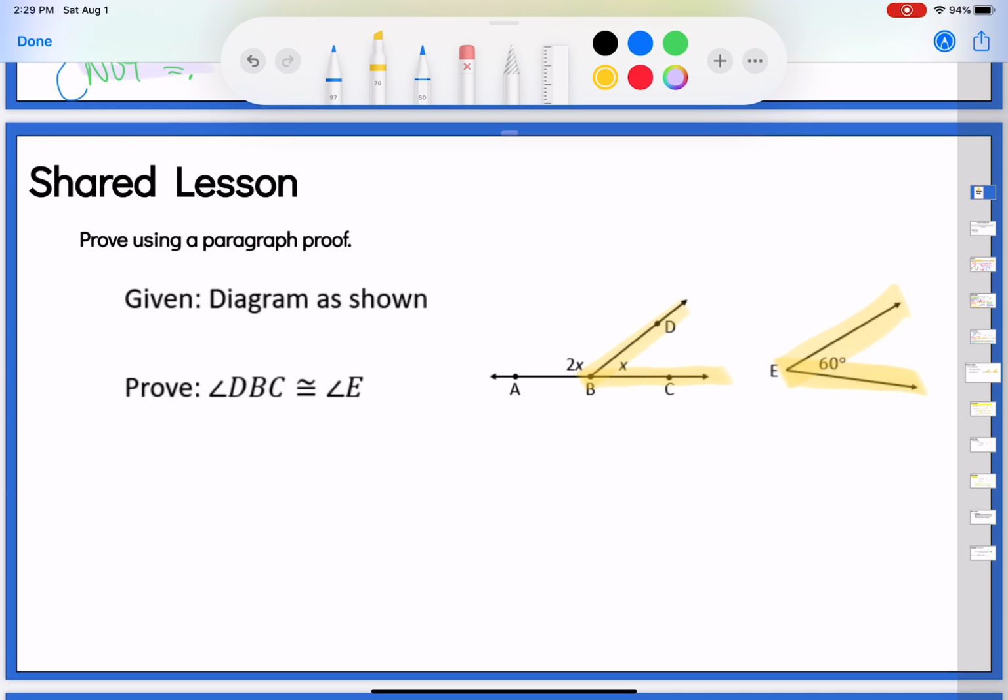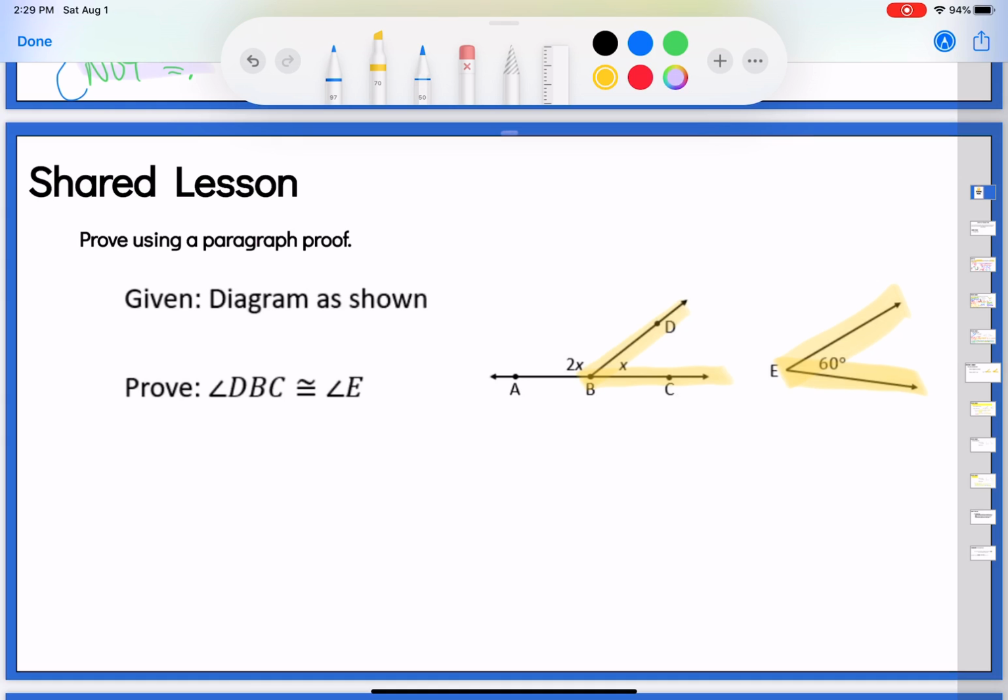Now, this one seems like there's going to be some algebra going on, right? So I know that I have a straight angle, so I'm probably going to write this equation here, 2x plus x equals 180, and do a little solving, right? So whenever I have a lot of algebra, so an equation with steps to solve, a paragraph proof is actually easier to write than a two-column proof. So if you haven't taken a shot, take a shot at it right now and see what you can do.